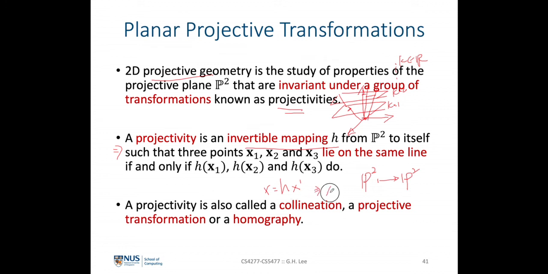This implies that I should be able to recover x prime from the inverse of H multiplied by x over here. This means that the mapping from one projective space to another would be denoted as H, and the inverse of this would bring me back from the other space to the original space. So a projectivity is also called a collineation, a projective transformation, or simply a homography.